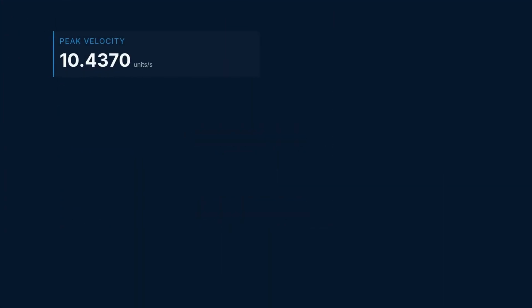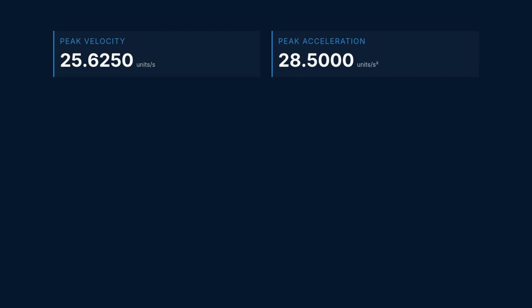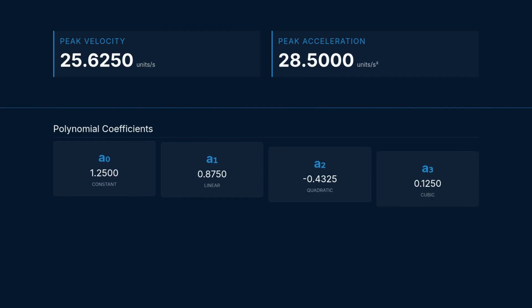The calculator also provides peak velocity of 25.6250 units per second, peak acceleration of 28,000 units per second squared, and the polynomial coefficients A0 through A3.